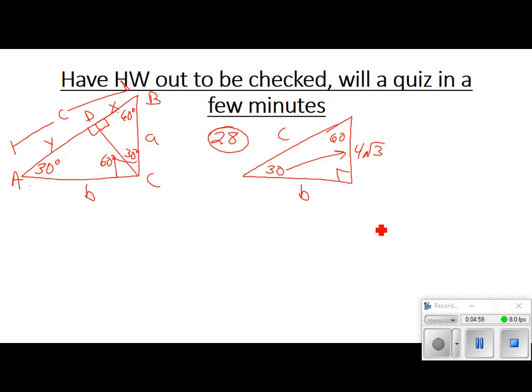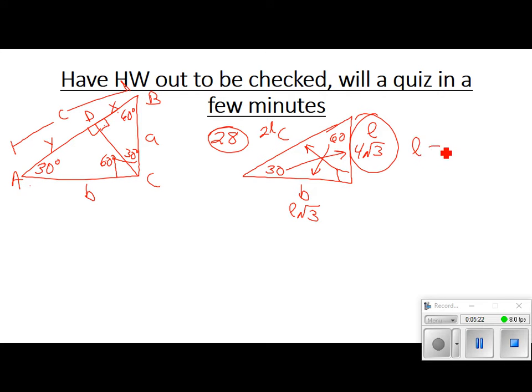So the side across from the 30 we said should be labeled what now? Just L, right? Yeah. So this side's L, the side across from the 60-degree angle is L radical 3, L times the square root of 3, and the side across from the right angle is 2L.